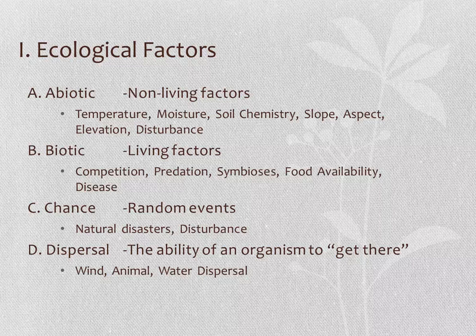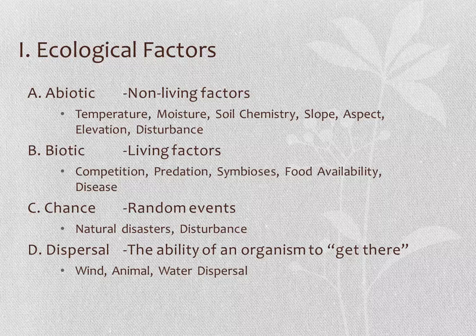In the ecological ABCs, the C stands for chance. There are simply some factors that can be either abiotic or biotic that are random in nature. Things like natural disasters, fires, floods, storms, other types of disturbance that can significantly influence distributions and abundances.